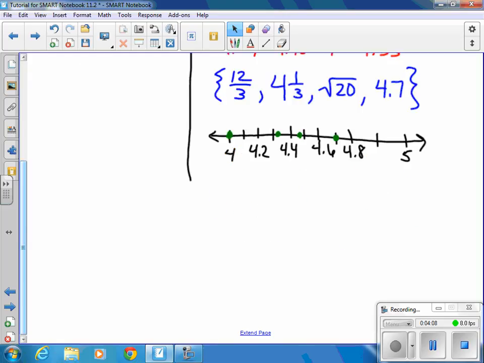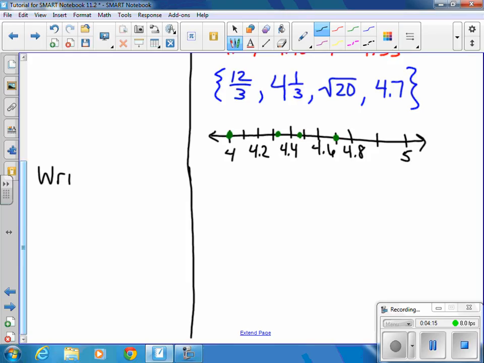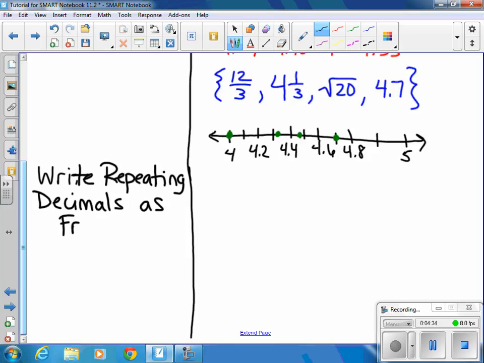The next topic that you will have to be able to do involving square roots and other rational numbers is to be able to write repeating decimals as fractions. And we talked about this in class last time, so this should not be a surprise to you if you were listening. And I even gave you a little trick to help you remember this.